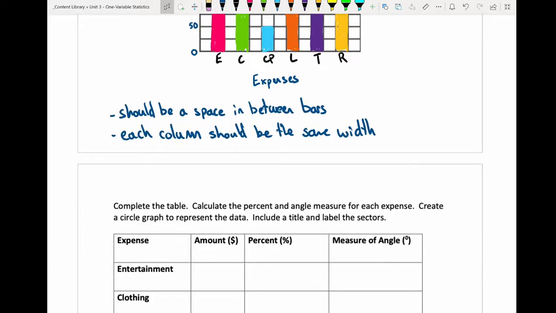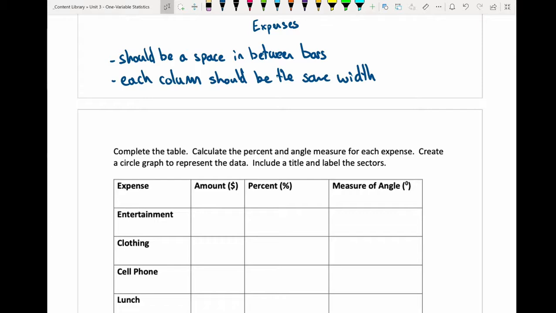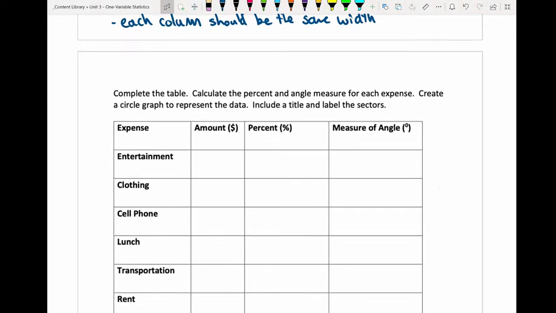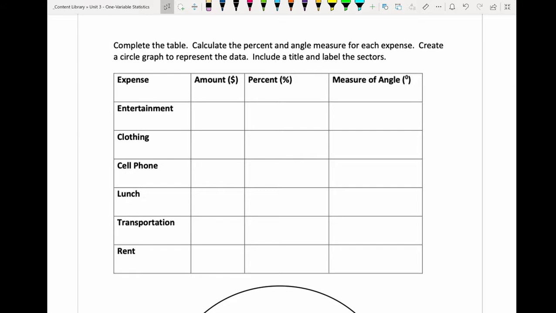The next thing we're going to look at is the same data, but we're going to look at creating it or making it into a pie graph or a pie chart. And what we're going to have to do is basically turn this into angles. So we need to know what percentage each represents and what angle that will represent.